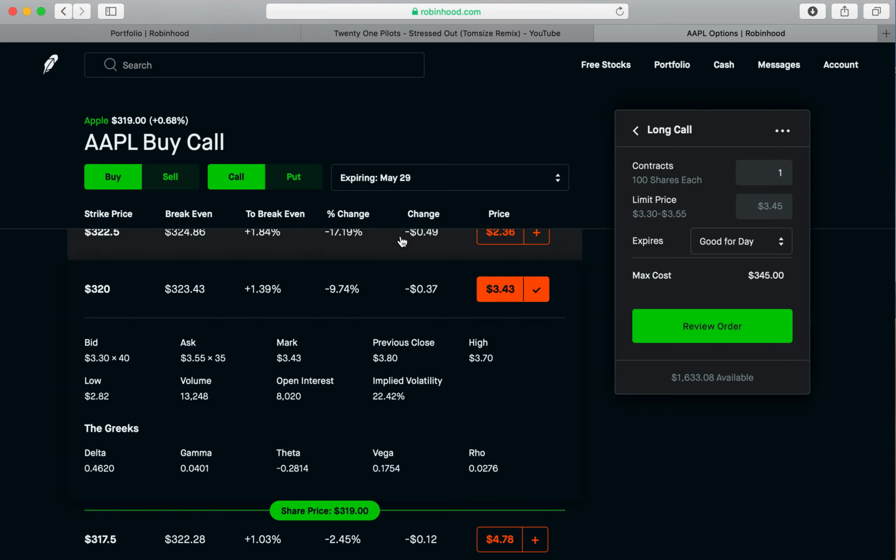When you're buying an option, you're paying a debit because you're paying for the option. You're not the option seller. And I'll get into a little bit more explanation of what an option seller is later on in the video. But that's pretty much it for a call option.